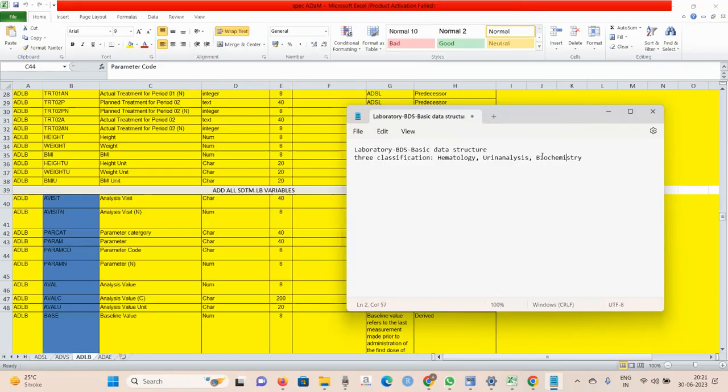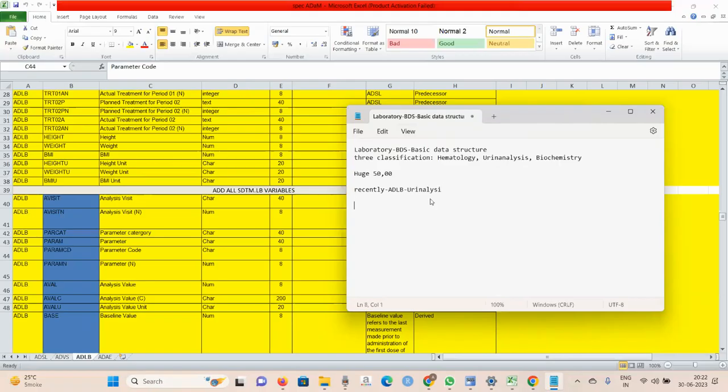So this dataset will have huge observations. Sometimes you will have 50,000 observations, depending on the study and on the tests they want to conduct. Recently, in new companies, instead of one ADLB combining all three classifications, they have divided it, like ADLB urine analysis, so that the observations will be fewer.